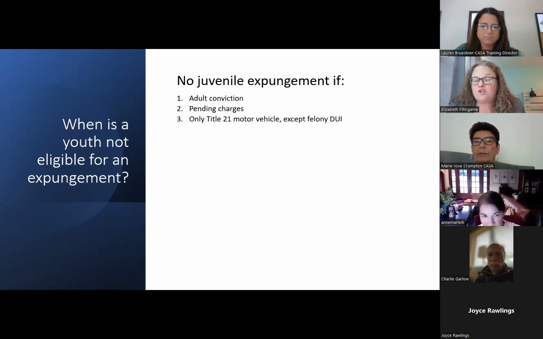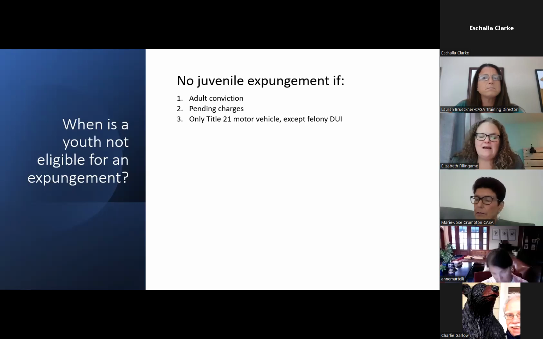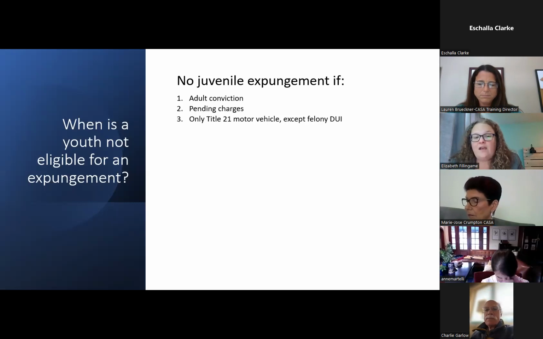Again, if they have pending charges or an active warrant, they're not eligible for an expungement until those resolve. And if they only have Title 21 charges, which is typical motor vehicle charges, so speeding, different moving violations, you can't expunge those. Those are just considered kind of run of the mill, and they're not going to qualify for an expungement. The exception to that is a felony DUI. If they get a felony DUI and they're under 18, that can qualify for an expungement.